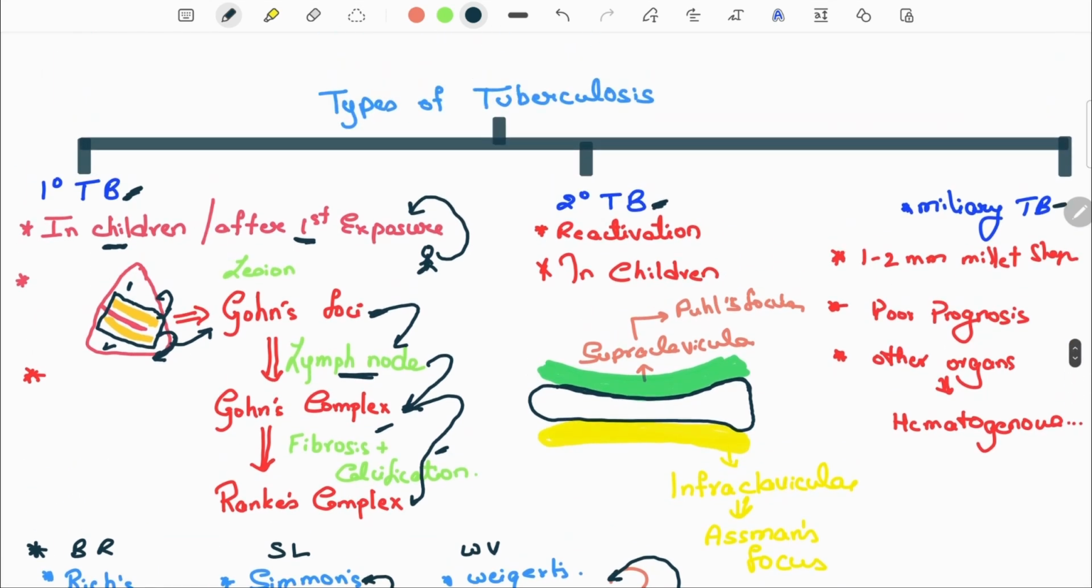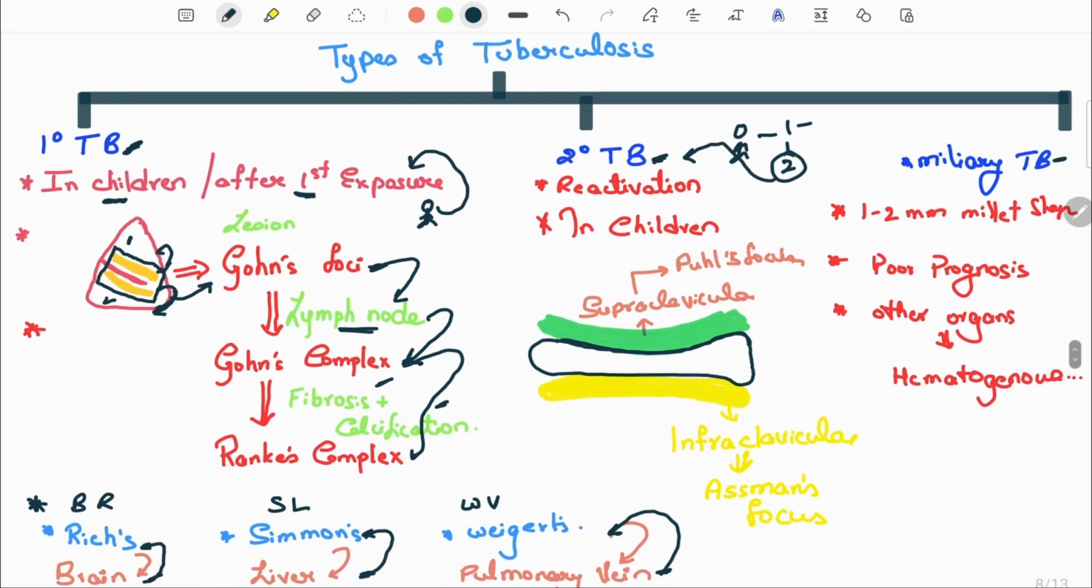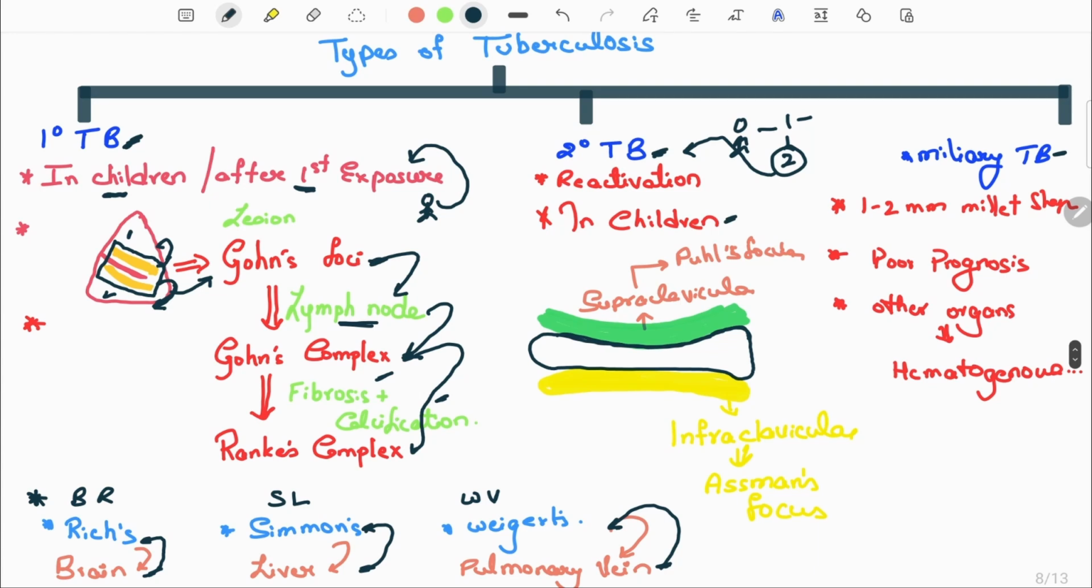Second one, secondary tuberculosis. There is reactivation. The child was already affected with tuberculosis once, and again he is affected. There is reactivation, hence it is called secondary tuberculosis. This is the clavicle, and the next part you should remember: above the clavicle is supraclavicular, below the clavicle is infraclavicular.